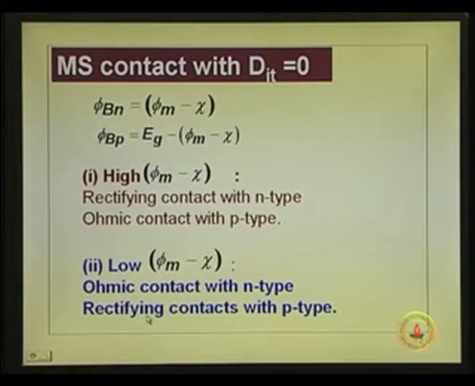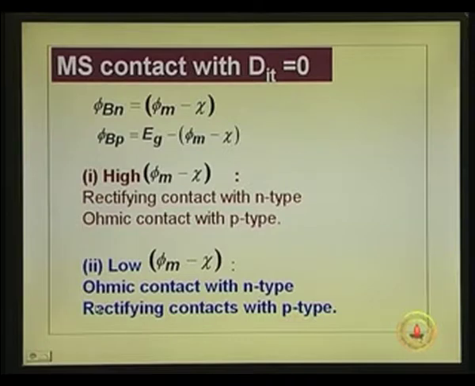Okay. Now, what we saw in the ideal case was that the barrier height phi Bn is equal to phi minus chi. So, once you fix the metal, the barrier height is fixed. Once phi minus chi is high, you can get a rectifying contact on n type substrate. Same way, if phi minus chi is low, phi Bn is low, and you get an ohmic contact onto n type semiconductor and a rectifying contact onto p type.